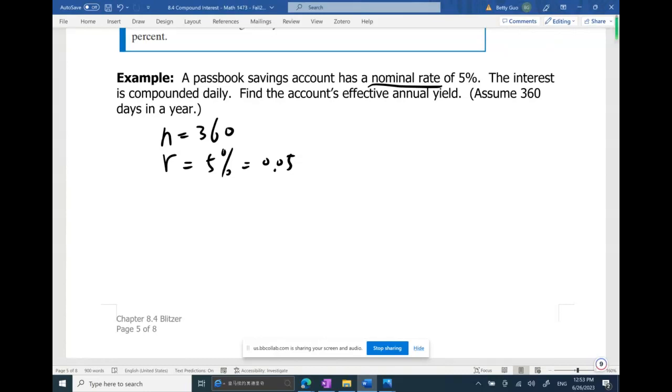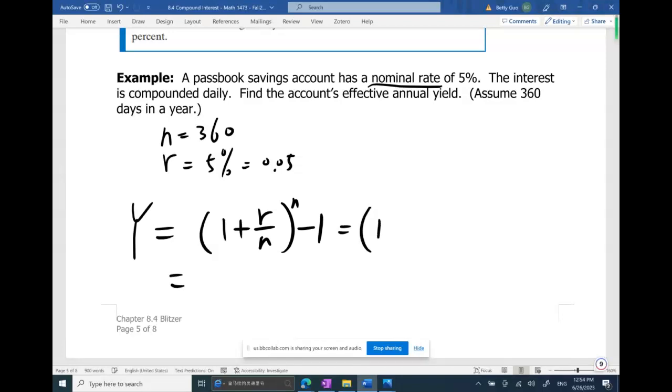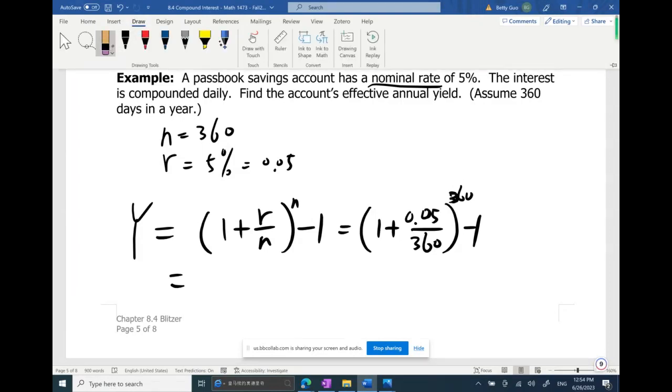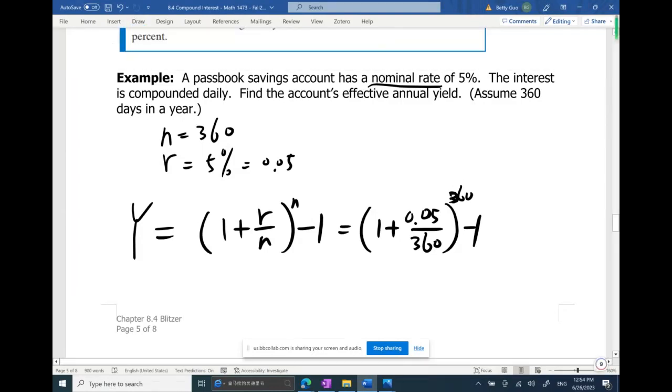We are going to find the effective rate or the effective annual yield. Formula: 1 plus R over N to the power of N, minus 1. Plug in the values. 1 plus R, which is 0.05, divided by 360, and then to the power of 360, and then minus 1. Let's see what we have. We're going to use the calculator one more time.